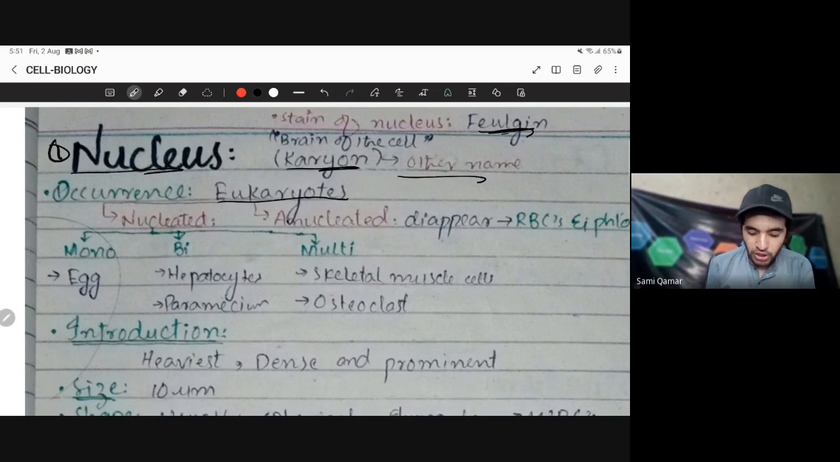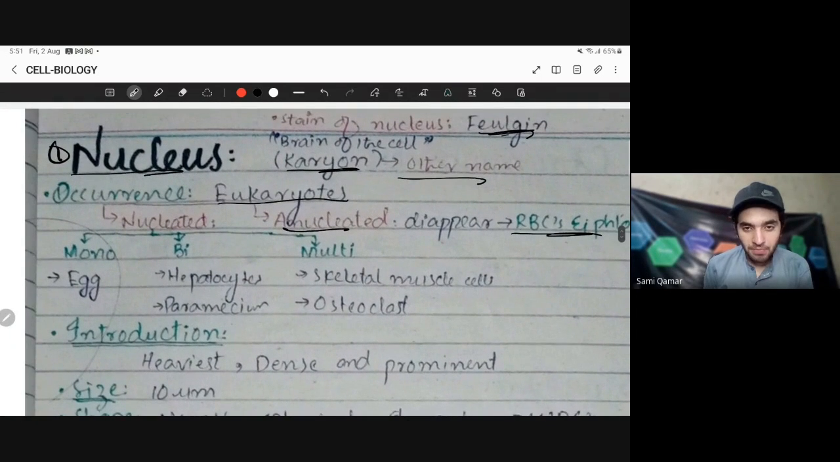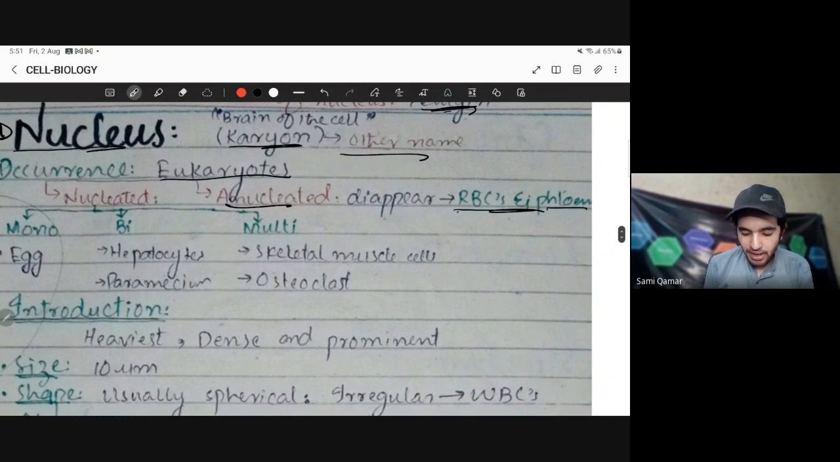Occurrence: cells can be nucleated or anucleated. Some cells are anucleated, meaning they don't have a nucleus. Those are mature RBCs and phloem cells: phloem in plants and RBCs in animals don't have a nucleus.